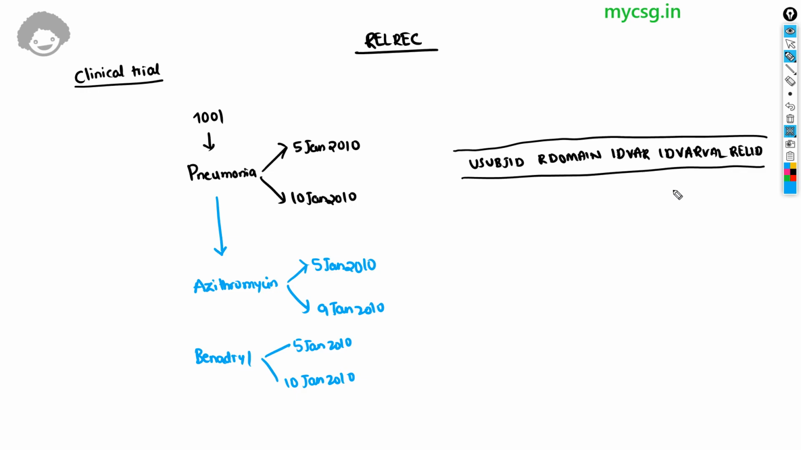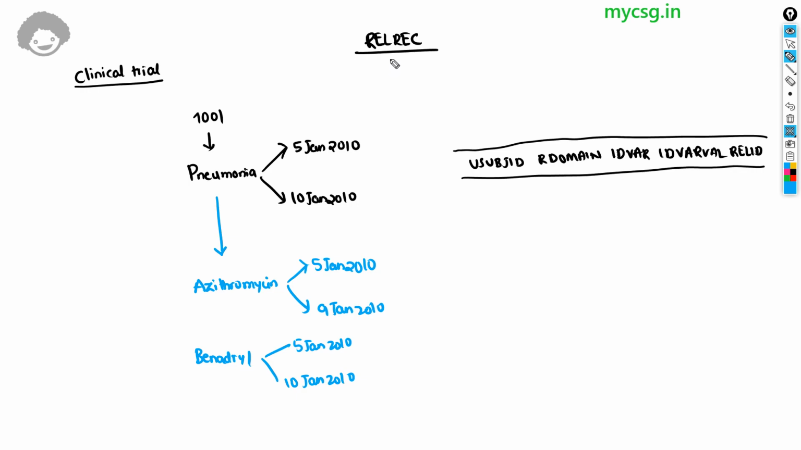In this video, we will see how to understand the concept of RELREC. As per the SDTM standard, the RELREC dataset is used to show the relationship between records present in two different datasets.